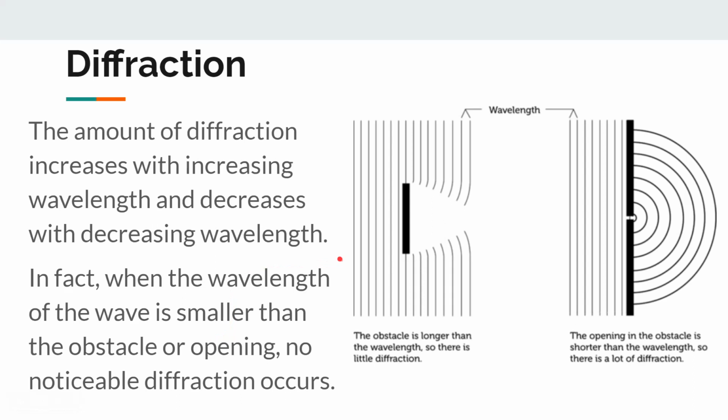So again, you're going to want to write something down about the amount of diffraction increasing as those openings or obstacles get smaller, and that if you have a large enough obstacle that is larger than your wavelength, you're not going to see any diffraction at all, or at least it's not very noticeable.